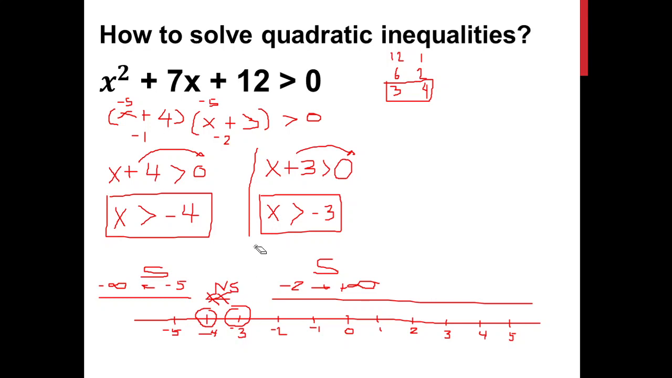Okay? So to write our final answer for the solutions of our inequality statement, based on the result in our number line, we can write x should be greater than negative 3, going to positive infinity, any values of x greater than negative 3, and any values of x less than negative 4.